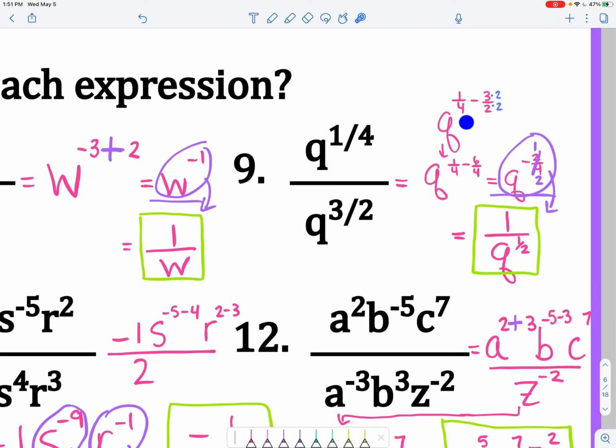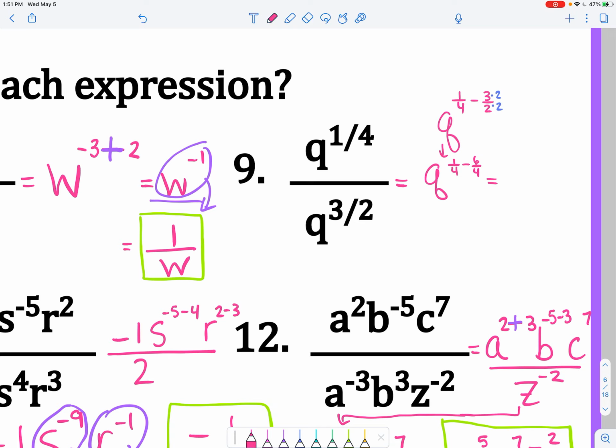For number 9, my work starts up here. I'm subtracting 1/4 and 3/2. I need to find their common denominator of 4, so multiply that second fraction by 2. That's going to give you 6/4. When I initially subtracted, let's see. Oh, you know what? I actually made a mistake on this one back when I did it. So I'm going to go ahead and fix that here.